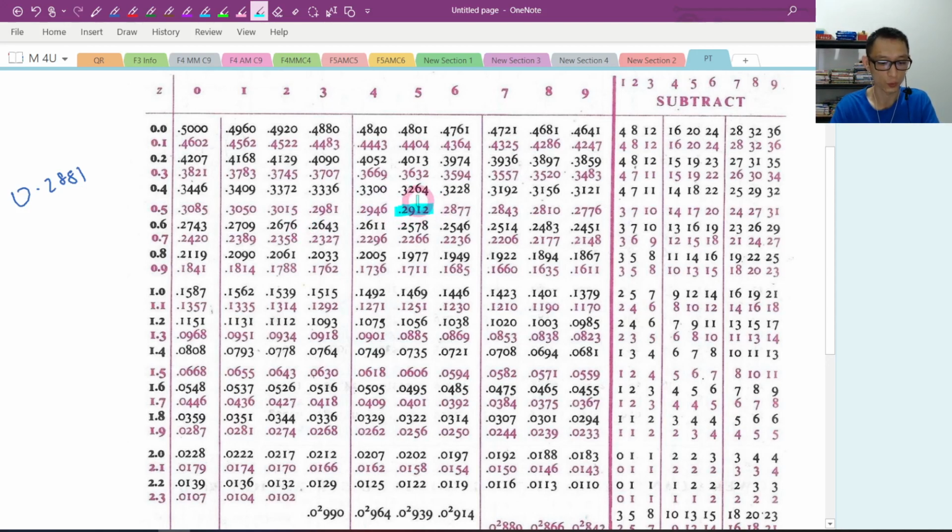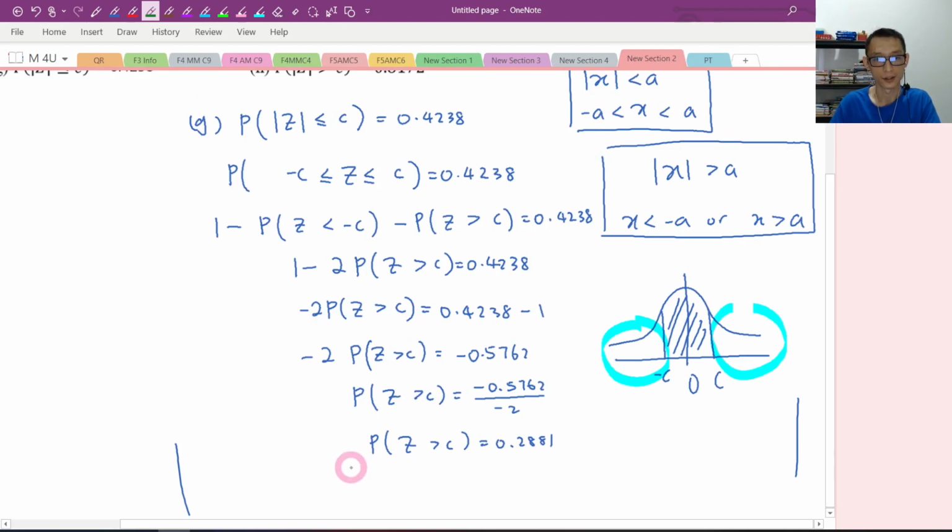2912 minus 2881. So I need to minus 31, which is quite big. Do we have 31 here? Yes, 31. So our answer will be 0.559. And then we know c is equal to 0.559.